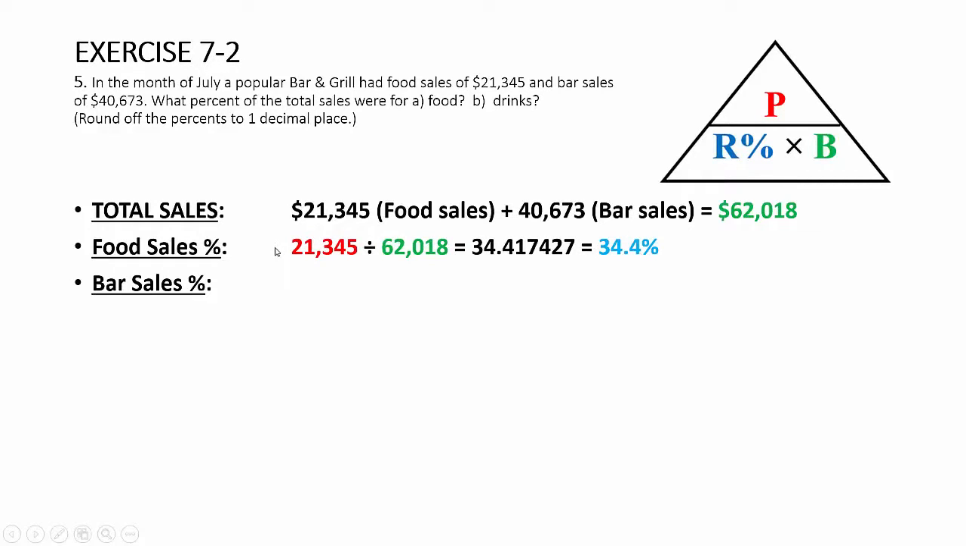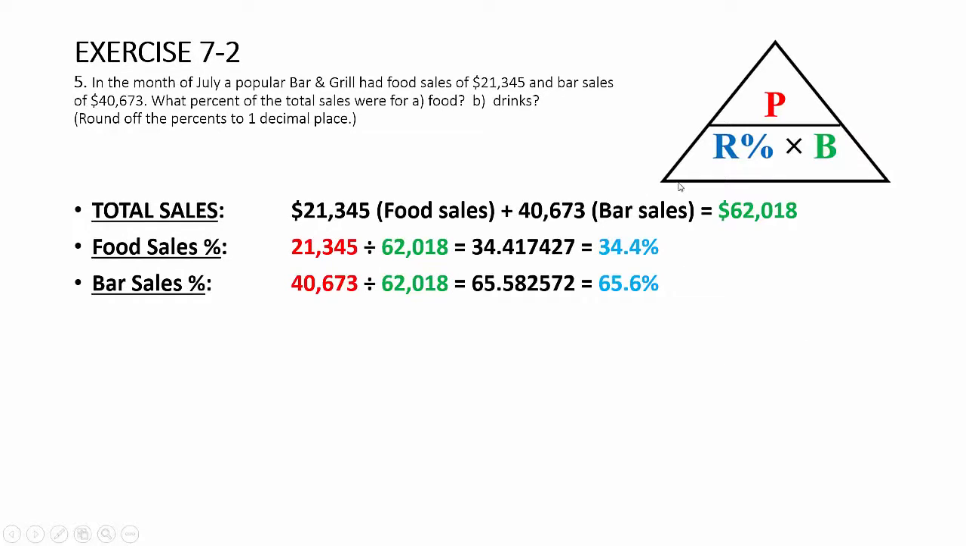Very simple calculation. Food sales divided by total sales, rounded off to one decimal place, is 34.4%. In other words, our food sales accounted for 34.4% of our total sales. As for the bar sales, we use the bar sales number, still dividing it by total sales, and we get a rounded number of 65.6%. So 65.6% accounted for the bar sales compared to the total sales.